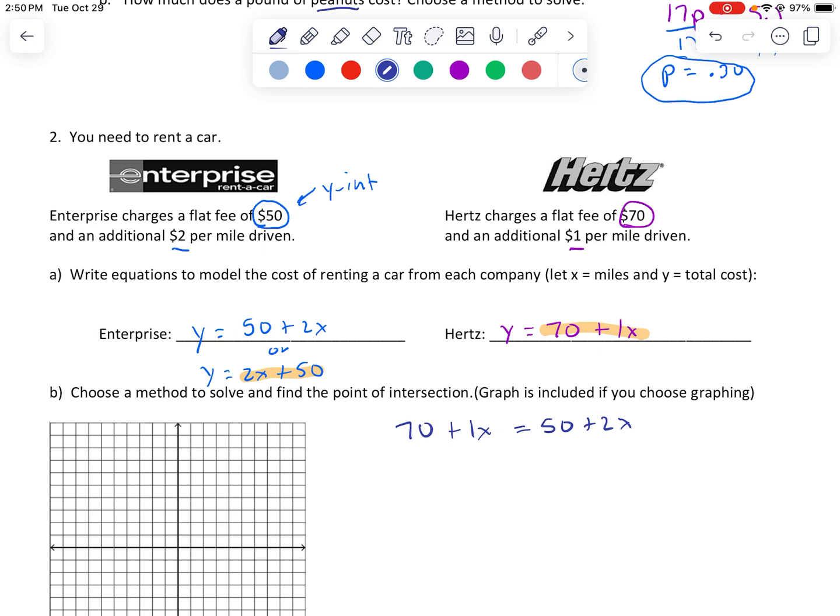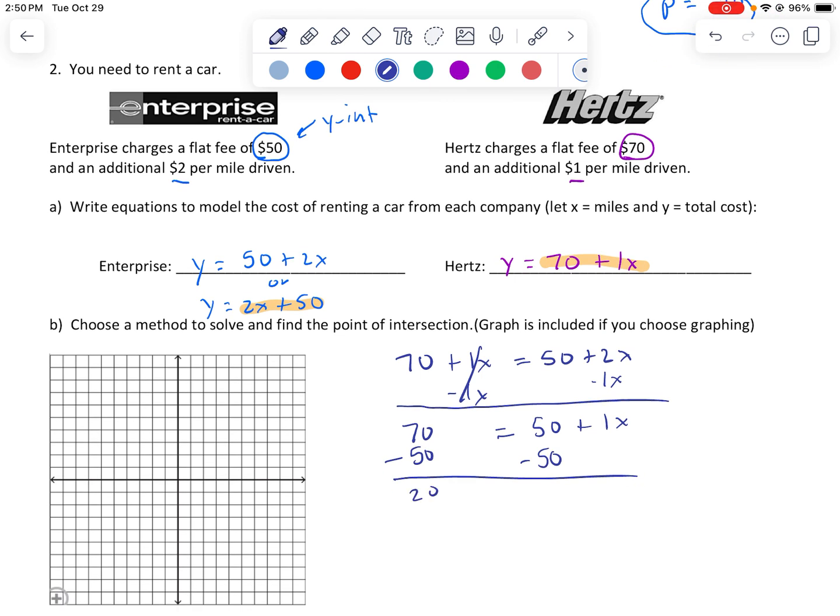Okay, so let's see how you did. You want all the x's on the same side, so I'm going to subtract 1x from both sides. I'm going to have 70 equals 50 plus 1x. Then I'm going to subtract 50 from both sides, so I'm going to have 20 equals x. So I have my x value.